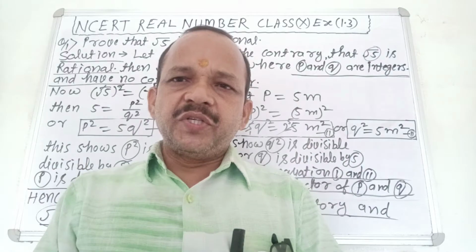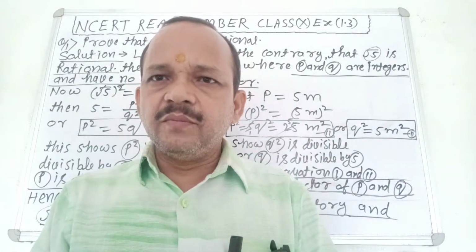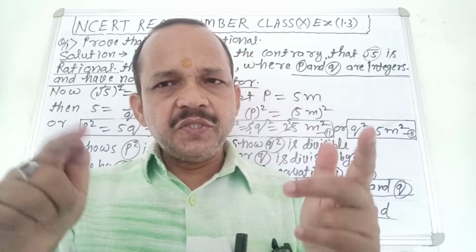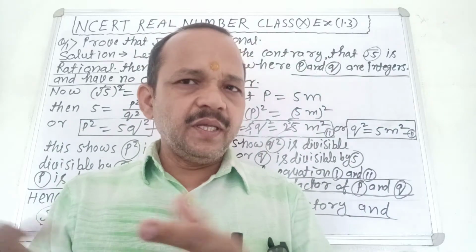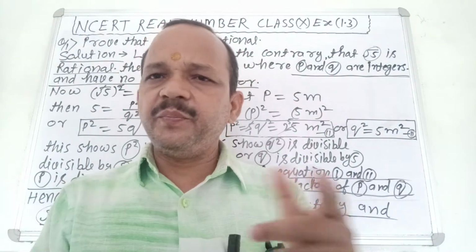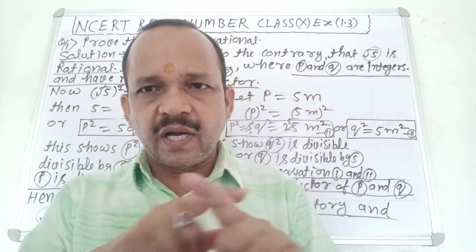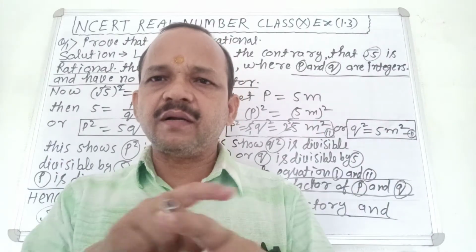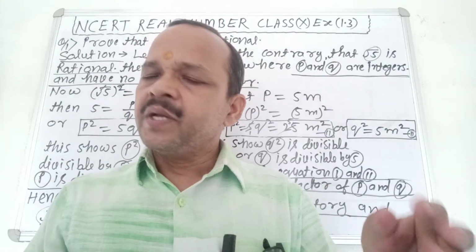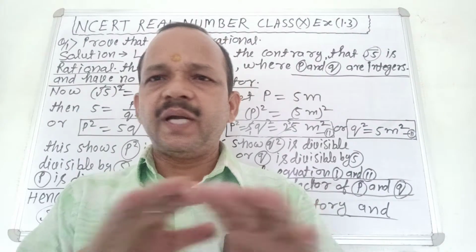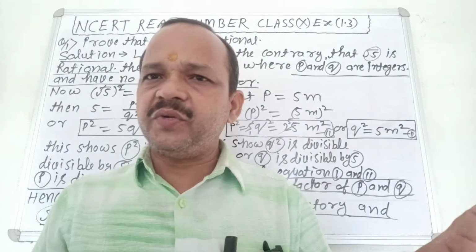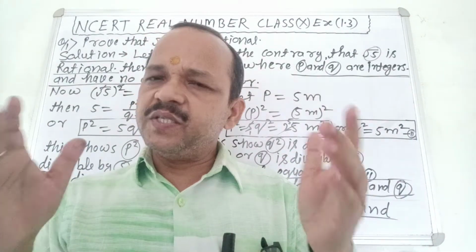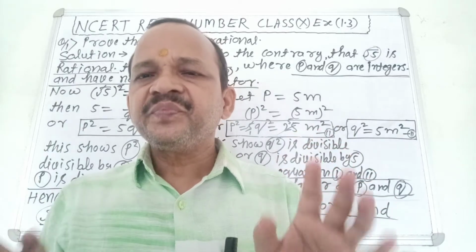Now I want to describe irrational numbers. A number which we cannot write in the form of p by q, where p and q are integers, q not equal to 0, is called an irrational number. Rational and irrational numbers are clear. It is very easy.